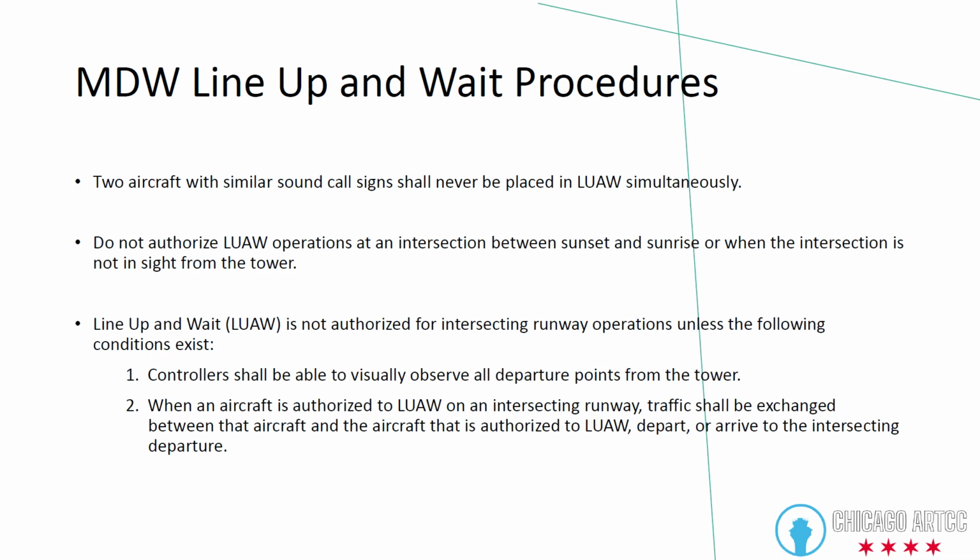Midway lineup and wait procedures. Two aircraft with similar sounding call signs should never be placed in lineup and wait simultaneously. Do not authorize lineup and wait operations at an intersection between sunset and sunrise or when the intersection is not in sight from the tower. Lineup and wait is not authorized for intersecting runway operations unless the following conditions exist. Controllers should be able to visually observe all departure points from the tower. When an aircraft is authorized to line up and wait on an intersecting runway, traffic shall be exchanged between that aircraft and the aircraft that is authorized to line up and wait, depart, or arrive to the intersecting runway. We do a cross runways departure sweat box that will cover a lot of this for you in the training.